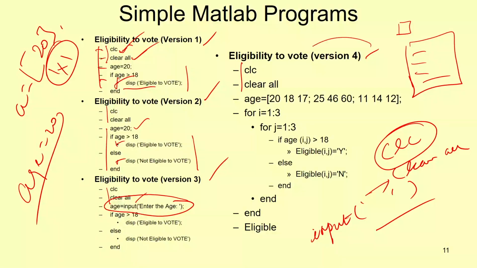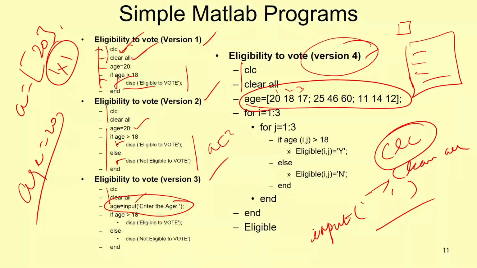Now what is my fourth version? My fourth version is creating a matrix of ages, right? So here look at it, the age is created as 1, 2, 3. That means A is a 3 cross 3 matrix. For a 3 cross 3 matrix, how to calculate the eligibility? Since this is 3 cross 3, I have to use two for loops. One for loop is for the row, another for loop is for the column. The outer for loop is meant to take each row and the inner for loop is meant to take each column. So how does this program get executed?